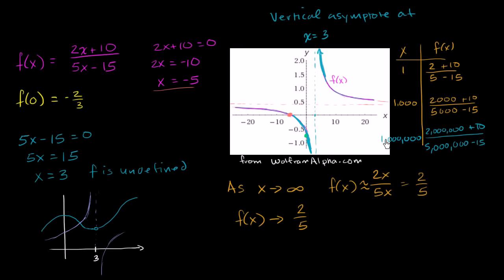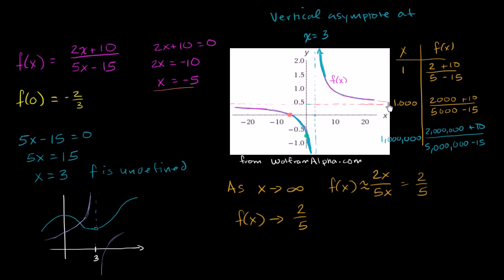And you can imagine if x were a billion or a trillion or a googol, then the 10 and the negative 15 start to matter a lot less. So as x approaches infinity, these matter less. The highest degree terms matter. So f of x is going to approach 2x over 5x, which is 2/5. So f of x is approaching 2/5. And that's what this line looks like. 2/5 is the same thing as 0.4. And we see that in the graph.